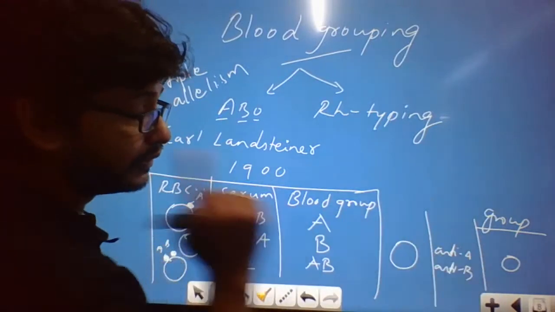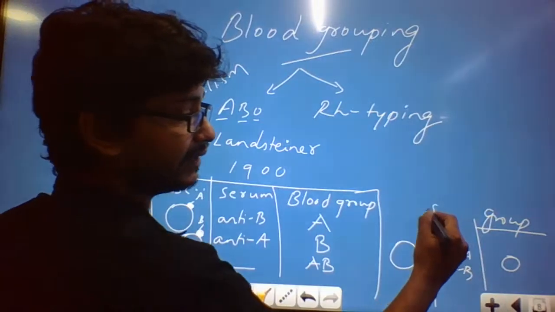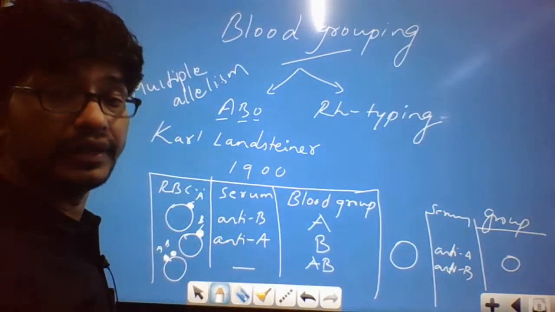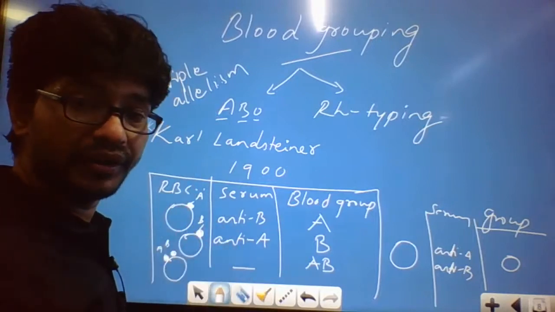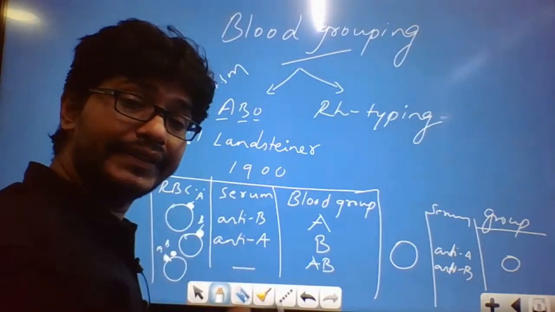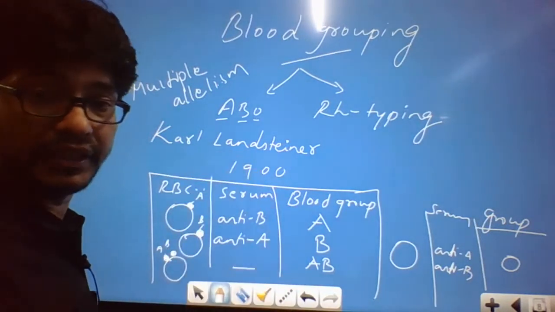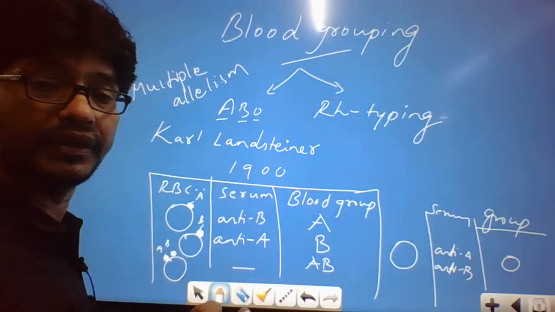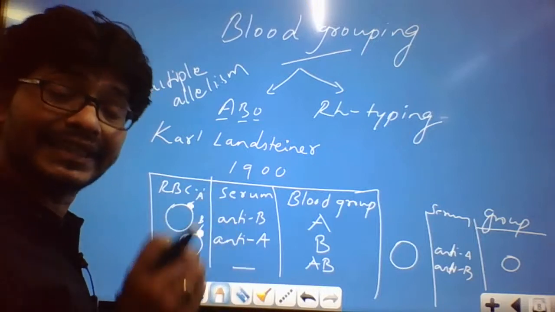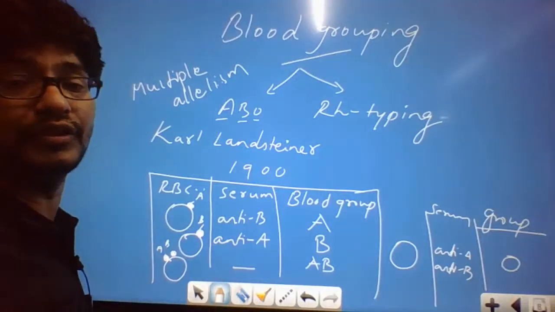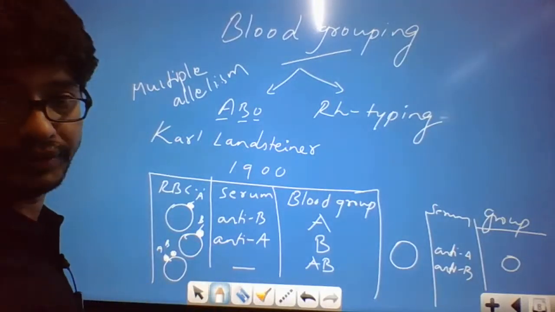Then O group. If the blood group is O, what will be in the serum? In the serum you could see both antibodies, immunoglobulin. The other name for immunoglobulin is antibody. I told you antibody is the functional concept. When I have to talk about a function, the word I use is antibody. When it comes to the structural concept, immunoglobulin describes the structure, then I use the word immunoglobulin, right?